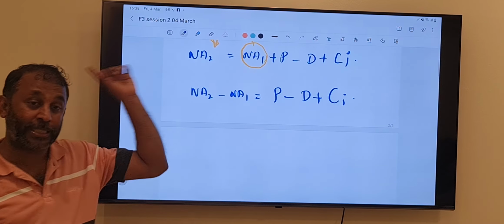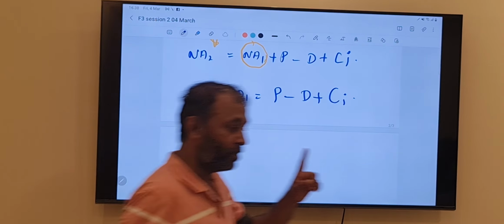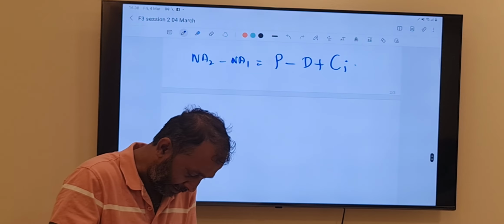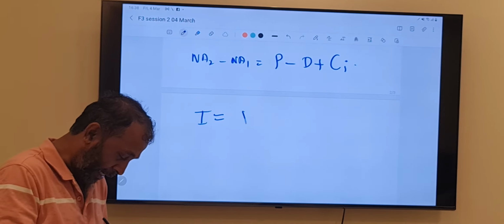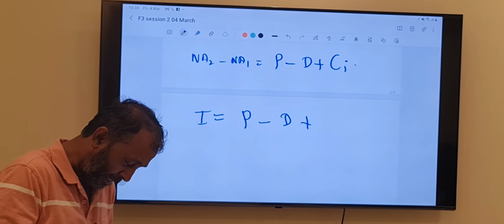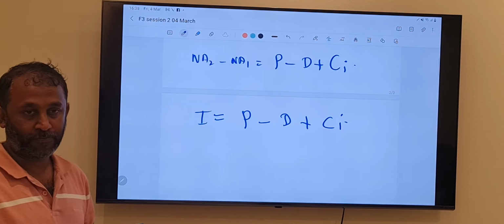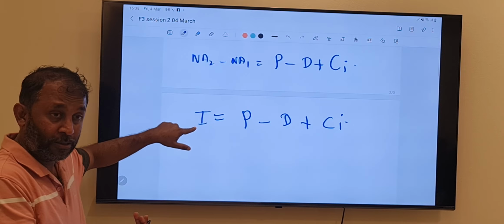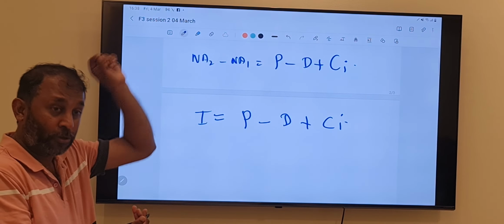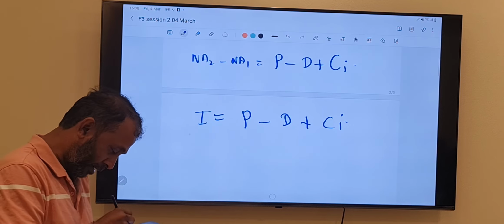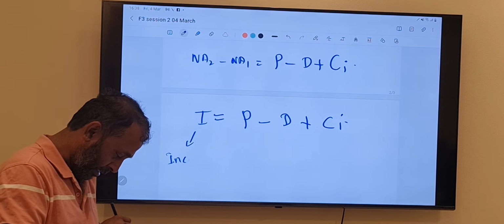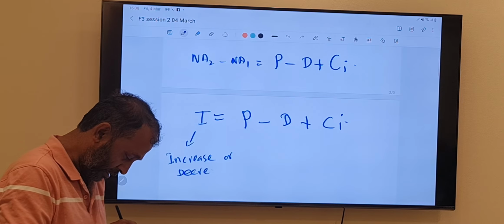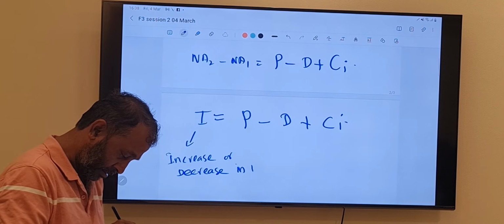In increase, the first letter is I. So what I now do, I is equal to P minus D plus CI. You should understand the meaning of this I. I means increase or decrease in net assets. I will write it down here: increase or decrease in net asset.